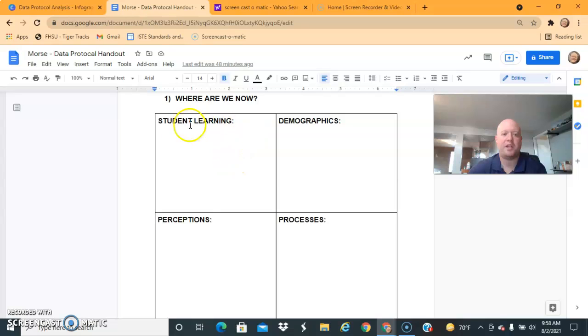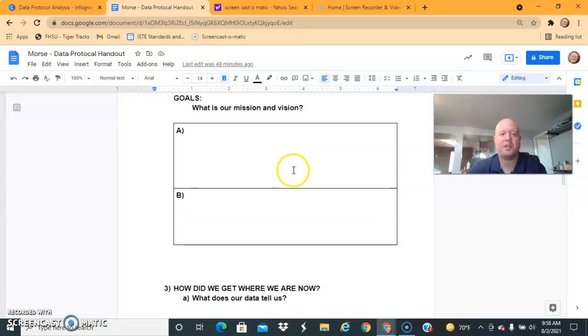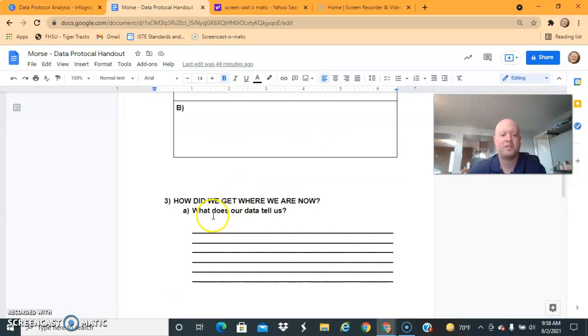So here's where are we now. Okay, a little organizer here for us to write down any information regarding 4 different measures. Where do we want to be? So in here we can write our goals. Once again, keep in mind, what is our mission and our vision?